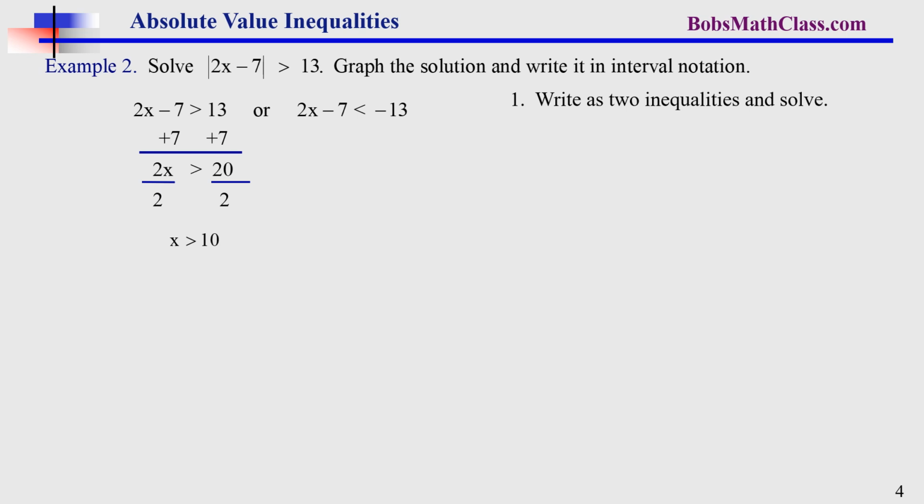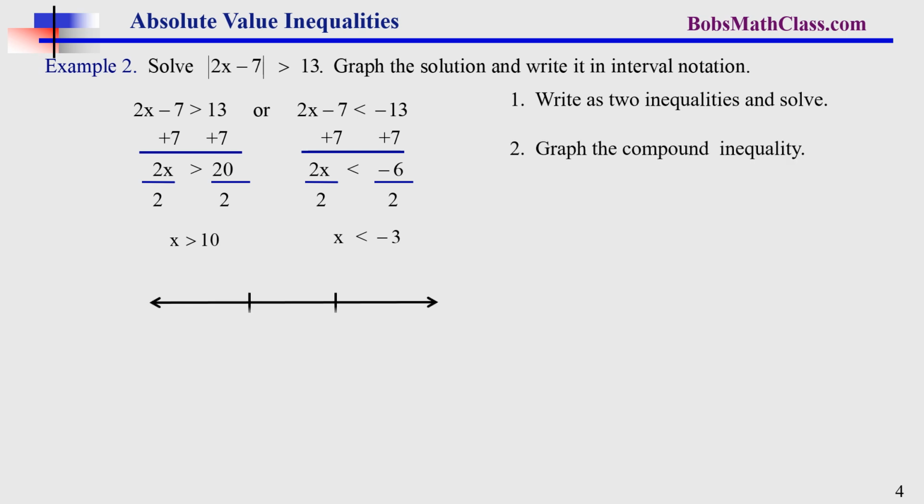Now we'll move on to the right. Same steps, add 7 to both sides. That gives us 2x is less than negative 6. Then divide by 2. x is less than negative 3. We divided into a negative number, but we divided by a positive number, so we don't change the inequality symbol. It'll come up later, but don't forget that when you divide by a negative number, then you have to flip the inequality symbol. All right, let's put those on a number line and graph it.